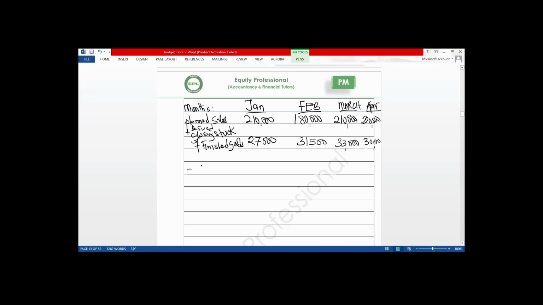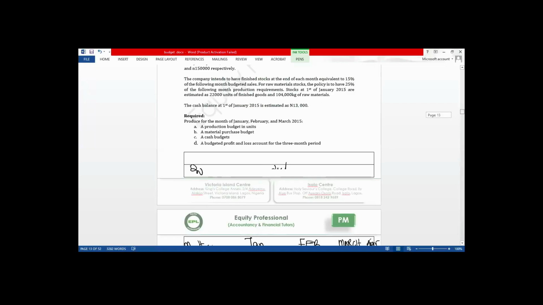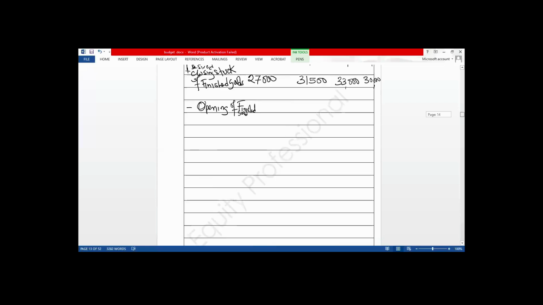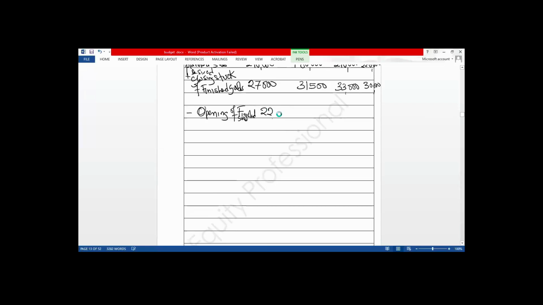Then less your opening stock of finished goods. If you look at the question, let's go back to it. Stock as at 1st of January 2015 is estimated as 22,000 units of finished goods. That means at the opening of January, the opening stock of finished goods is 22,000 units. For January, less 22,000 units.